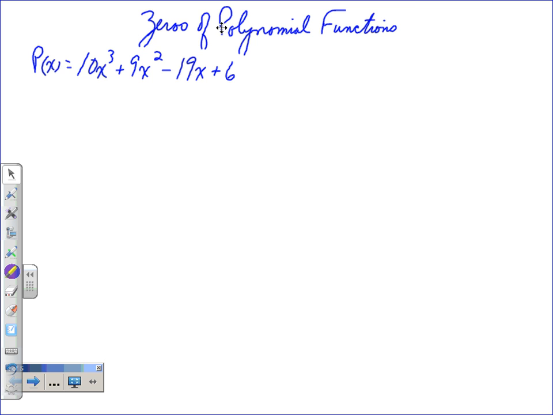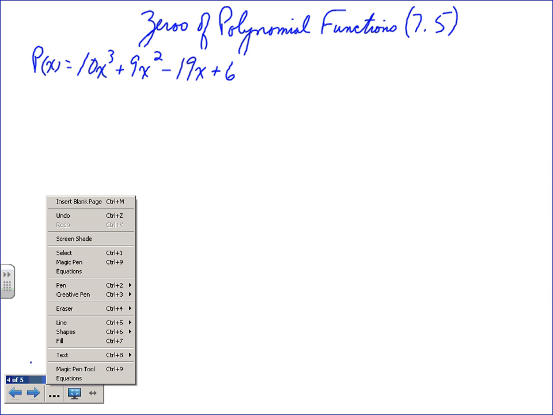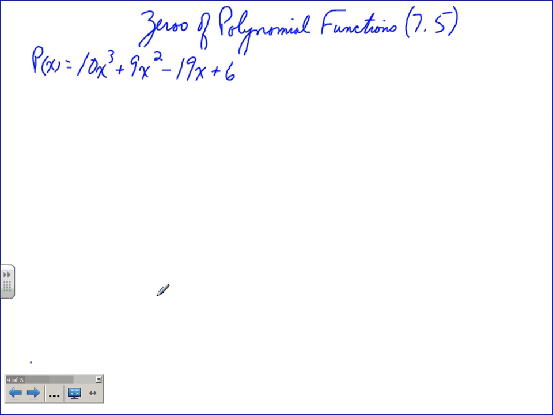This is section 7.5, and we're going to have to cover this in two sections, in two days. So 7.5, part 1, I guess. Now, what is that? Now, how do I get rid of that? There we go. All right. Rational roots.